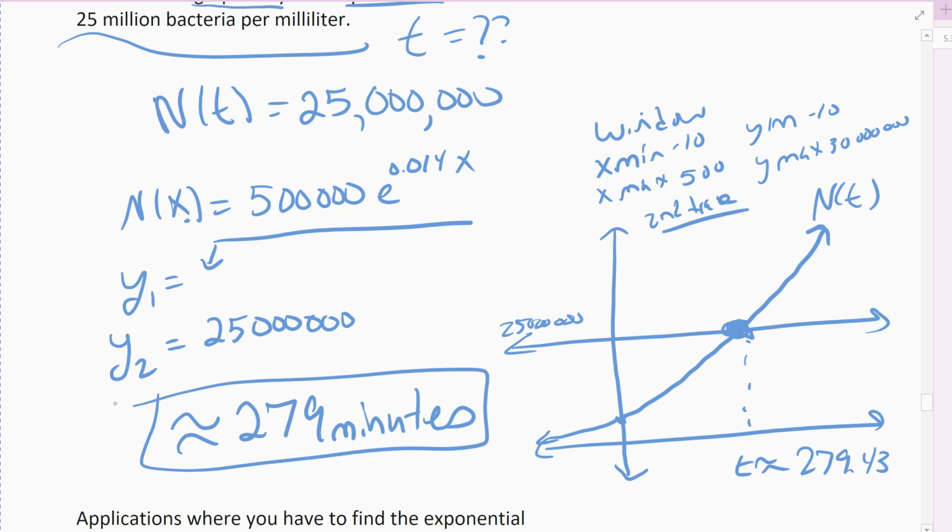It'll take a little over 279 minutes to reach 25 million, which again is not a lot of time. It's minutes. Right? And so this bacteria grows really, really fast. Exponentially grows really, really fast. Alright, so we'll stop there. The next video will be looking at applications where you have to set up the exponential equation.